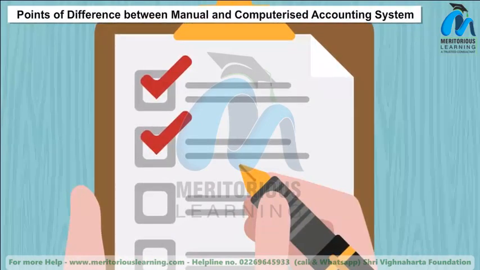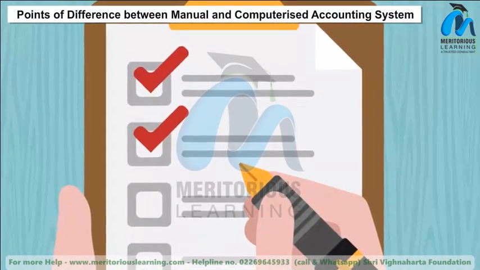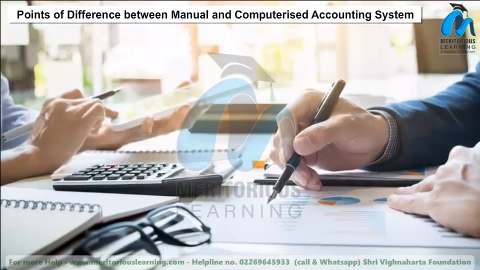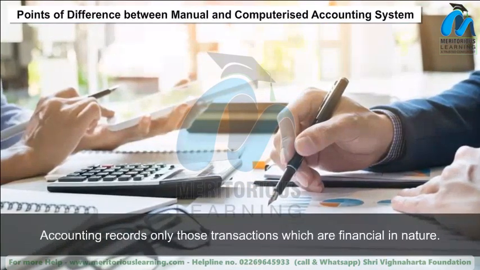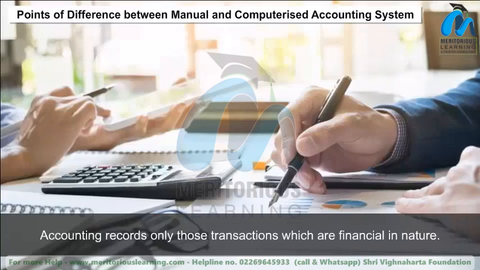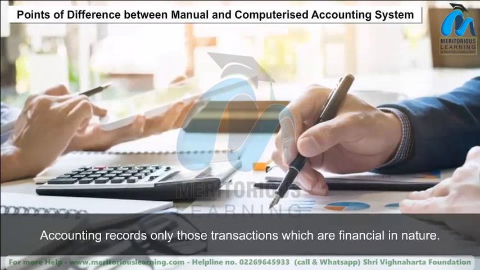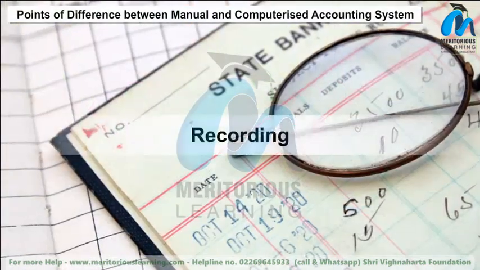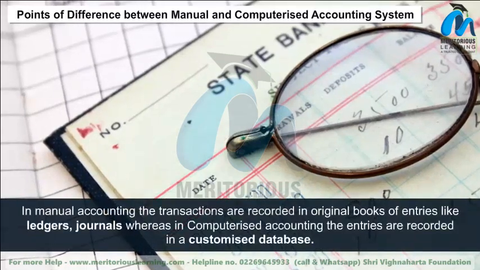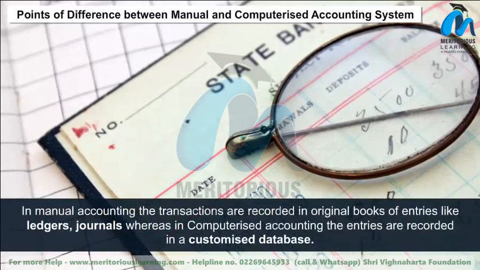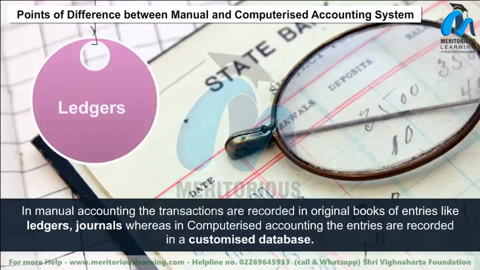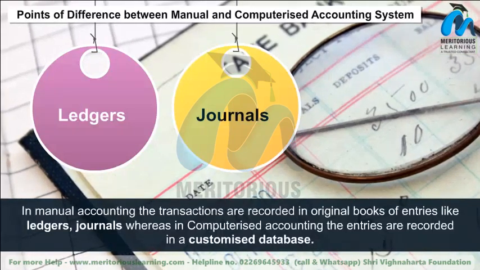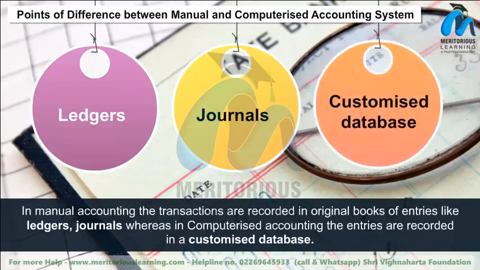Points of difference between manual and computerized accounting system. Identifying financial transactions. Accounting records only those transactions which are financial in nature. This is common in both manual and computerized accounting system. Recording. In manual accounting, the transactions are recorded in original books of entries like ledgers, journals, whereas in computerized accounting, the entries are recorded in a customized database.